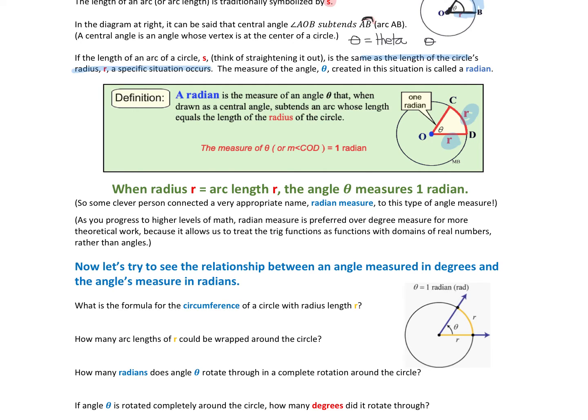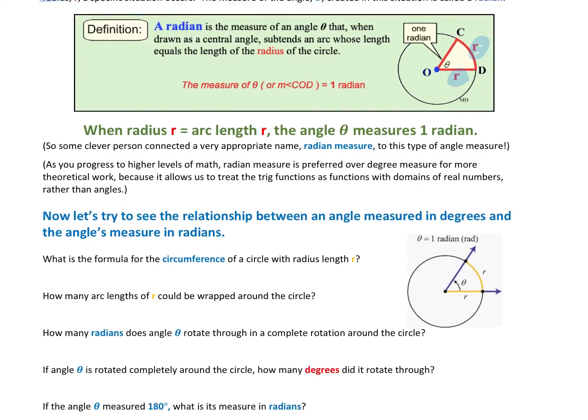So when you go to higher level math classes, radians are going to be preferred over degrees for more theoretical work, because it allows us to treat the trig functions as functions with domains of real numbers rather than angles. So that'll make a lot more sense when you're in upper level math classes, but just know that radians are going to come back with a great force. So that's why we want to at least introduce you to radians in this class. So let's see the relationship between an angle measured in degrees and the angles measured in radians.